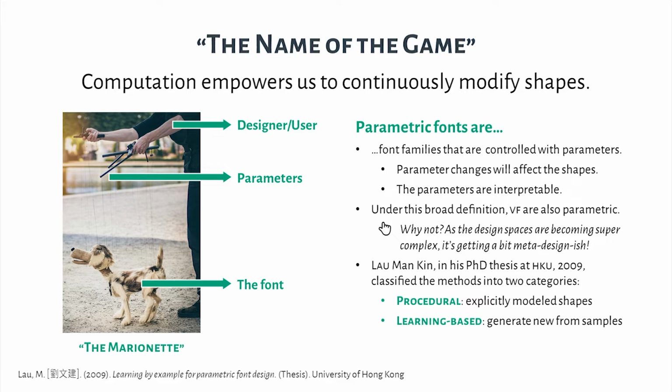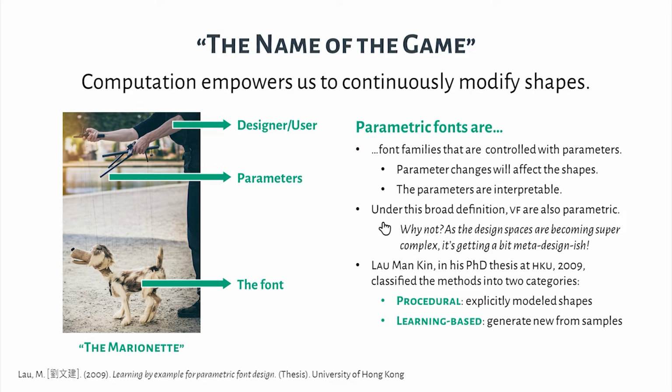The puppeteer is either the designer or the end user. The strings are the parameters, and the puppet is the glyph or the font accordingly. Generally speaking, these parameters in parametric fonts are interpretable.